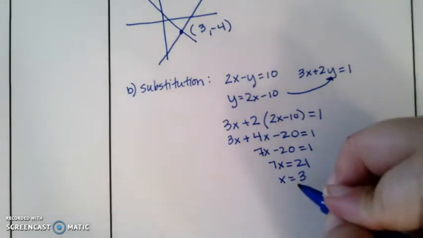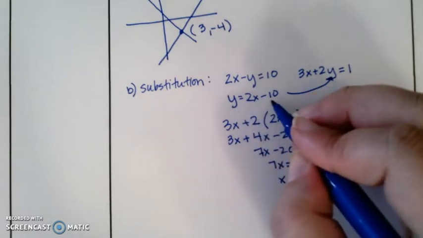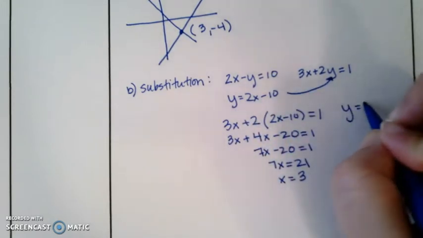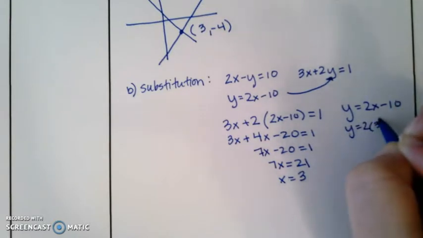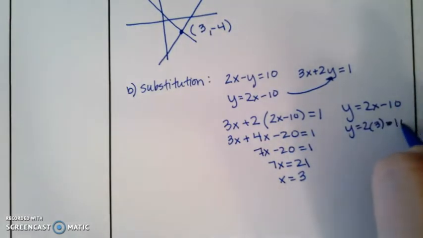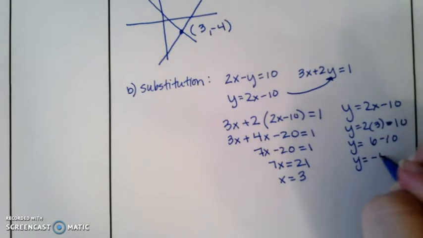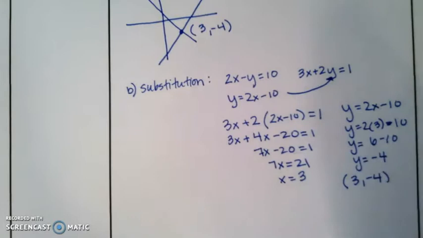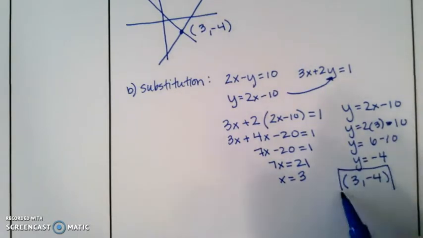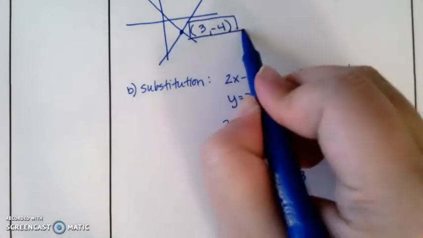Then from here, I want to substitute that back in. I need to find my value for y. So this equation is already solved for y. I can do y equals 2x minus 10. So y equals 2 times 3 minus 10. Y equals 2 times 3 is 6 minus 10. Y is negative 4. So I get the point 3, negative 4. I'm going to go ahead and box my answer up here as well.